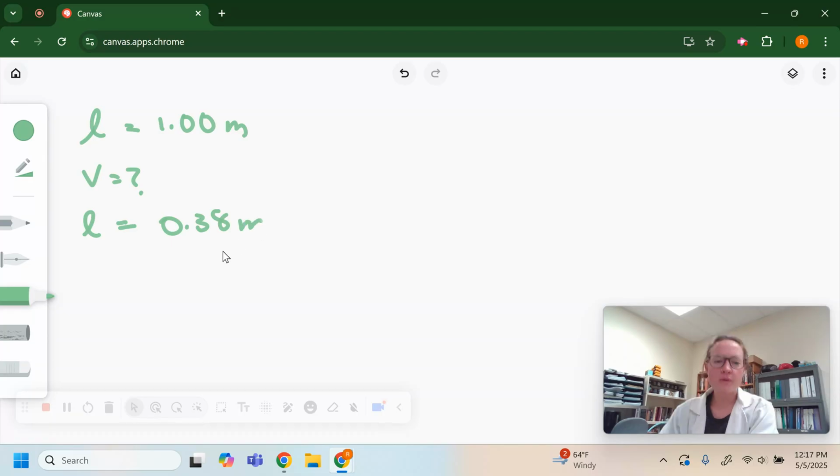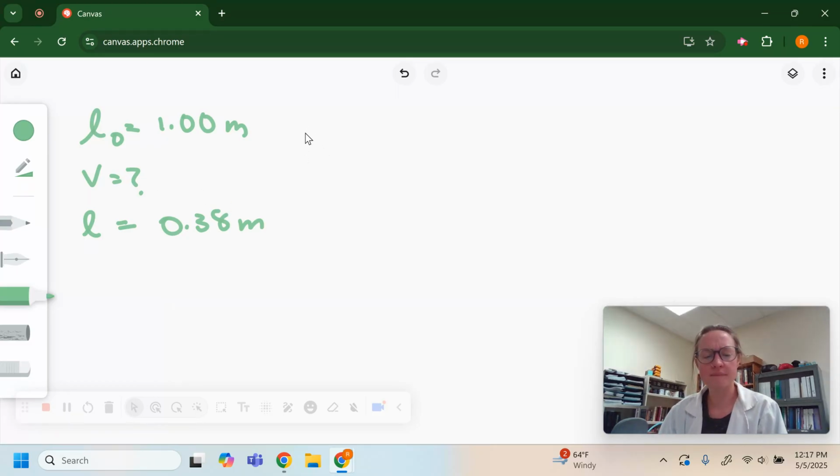Well, before we start this problem, please start by identifying which one is L and which one is L naught. Hey, you said that 1 meter is L naught because that's going to be the length of the meter stick in its own reference frame. L is 0.38 meters because that is my perspective on the meter stick's length. And V is how fast the meter stick is going.